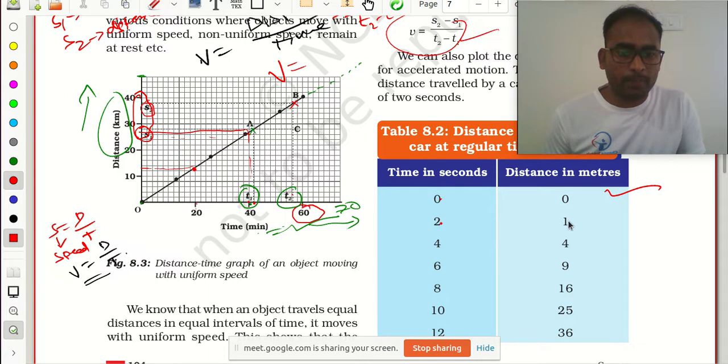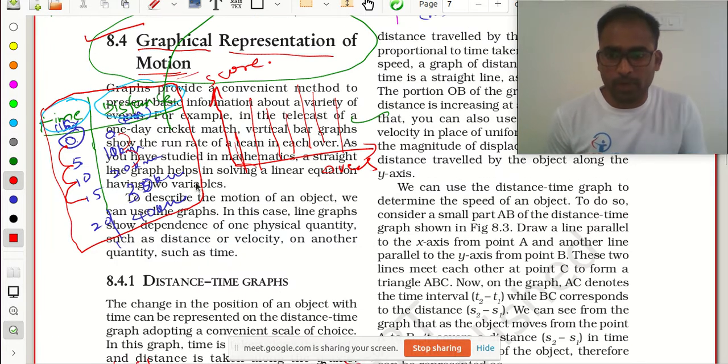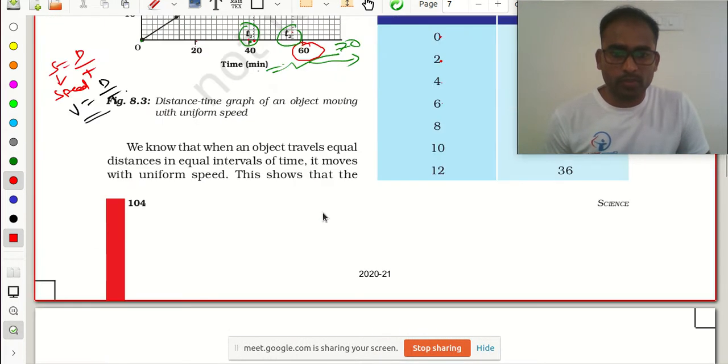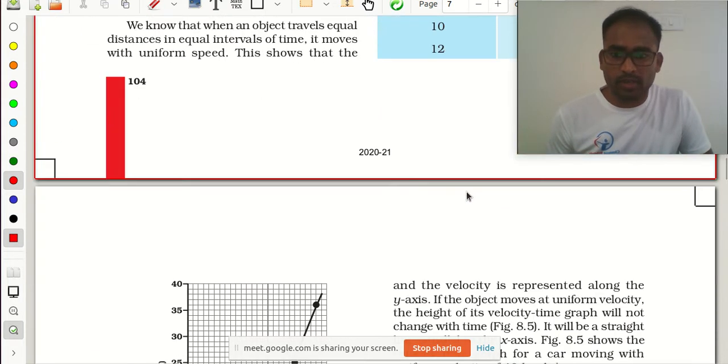At 2 seconds, 1 meter. At 4 seconds, 4 meters. At 6 seconds, 9 meters. Is it changing uniformly or not? Uniform or non-uniform? Non-uniform. Here it is changing uniformly, but here it is non-uniform. Okay. Now I need to draw the graph for this one, for table 8.2.